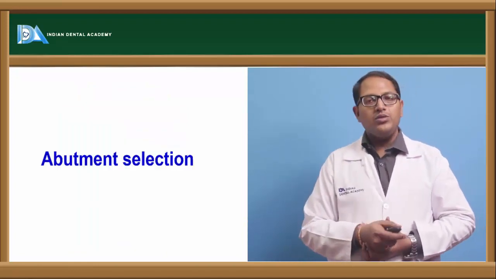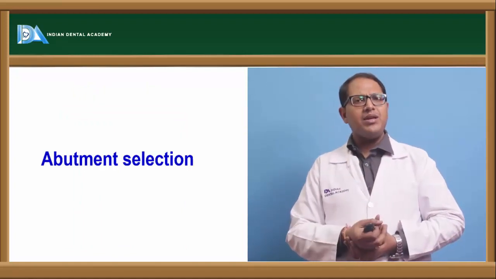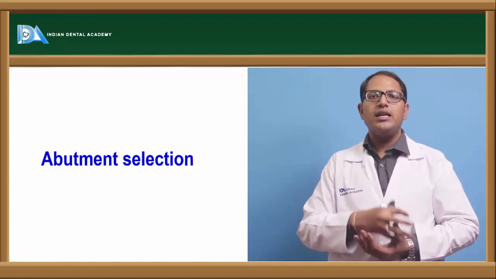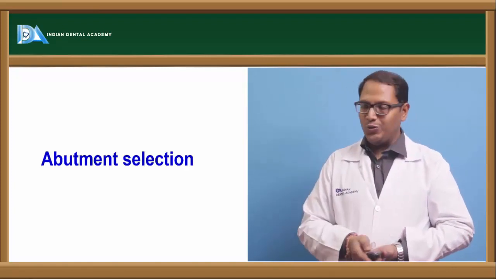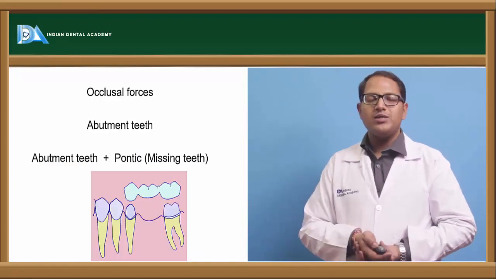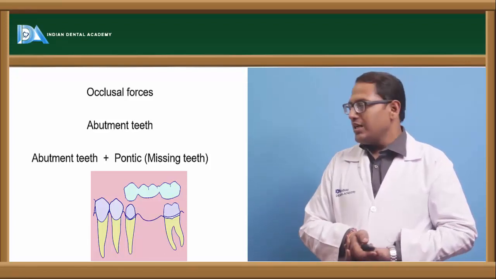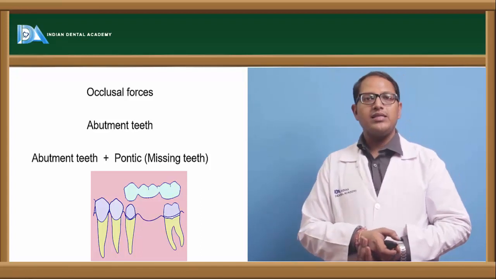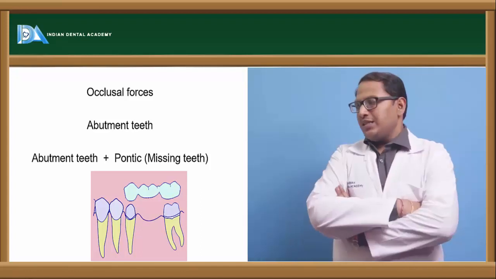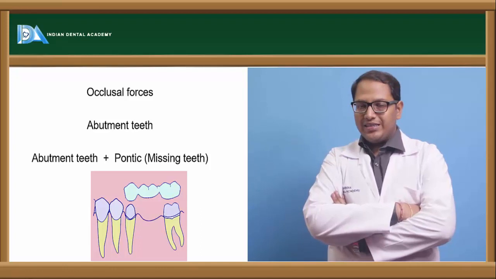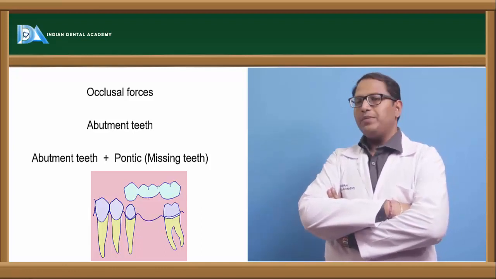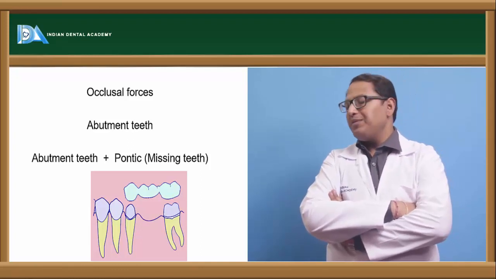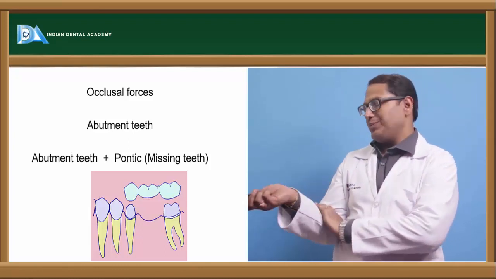Now coming to, can any tooth be used as an abutment? No. For an abutment to be chosen, there are different criteria which have to be followed. So the abutment selection is based on the occlusal forces. It is based on the number of abutment teeth. It is based on the pontic, that is the number of missing teeth. So we need to decide on these factors of the occlusal forces, abutment teeth which are present, and number of missing teeth that we have to replace. Based on that, we have to start selecting the abutment.